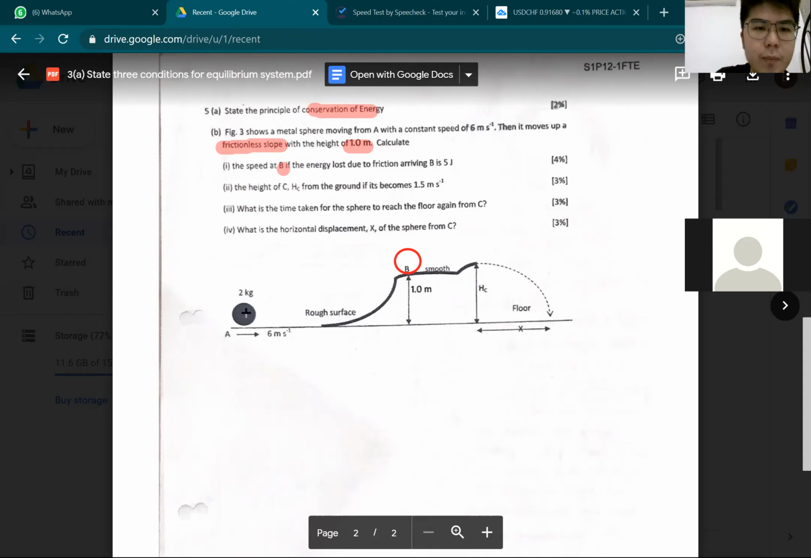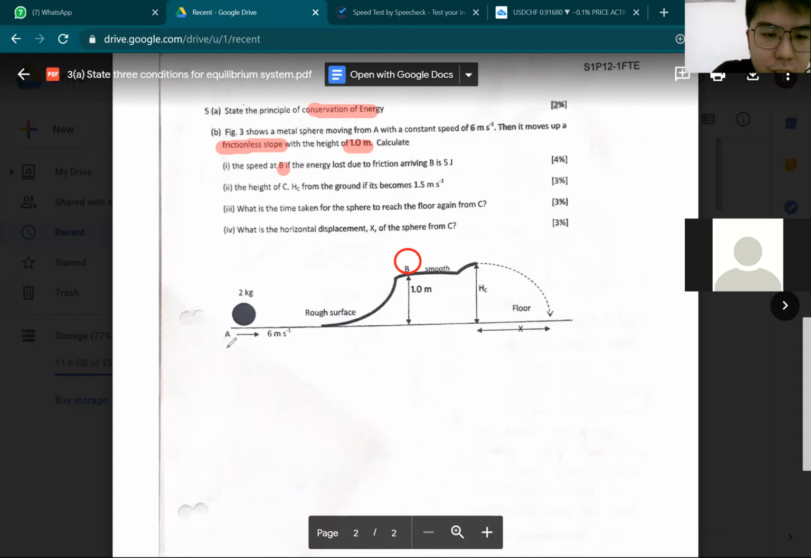Now, when the ball is moving initially, it has kinetic energy, right? So the total energy is the amount of kinetic energy the ball possesses initially. As it rises up, it loses energy because of friction, right? Due to friction, it loses 5 joules of energy based on the question given. At the same time, some of the kinetic energy is being converted to potential energy, because it's rising.